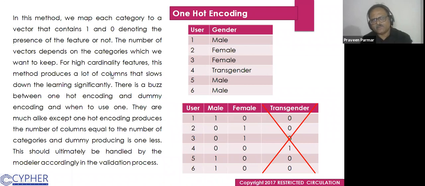So what is the difference between one hot encoding and dummy encoding, and when to use which? They are much alike, except one hot encoding produces a number of columns equal to the number of categories, but dummy encoding produces one less, as I mentioned here. So this should ultimately be handled by the modeler accordingly in the validation process.